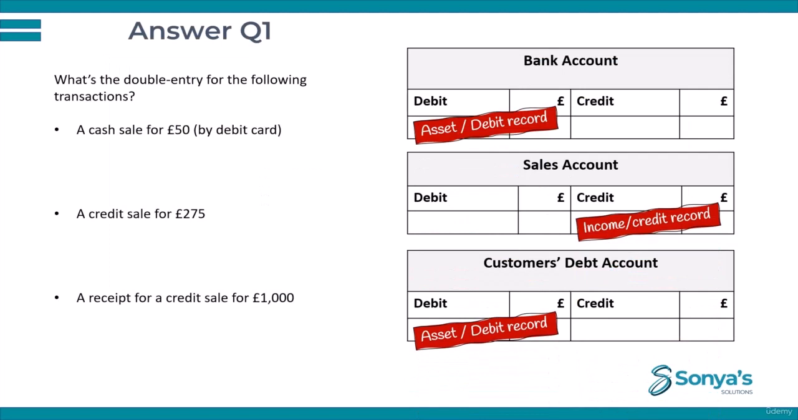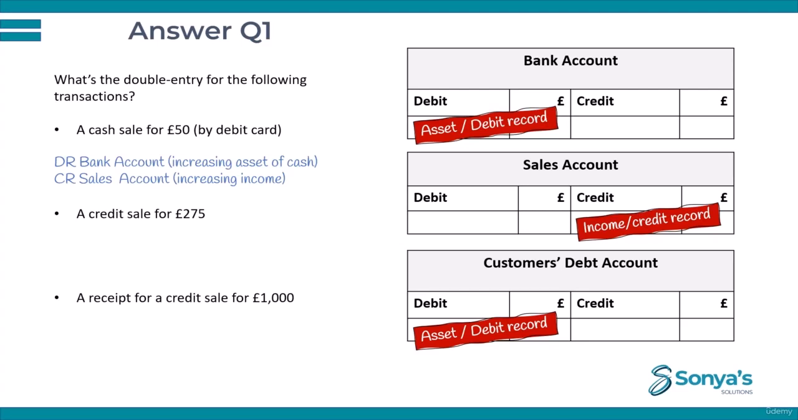The customer pays immediately when it's a cash sale. We debit the bank to record the receipt, which increases the asset of cash. We credit the sales account to record the increase in income.